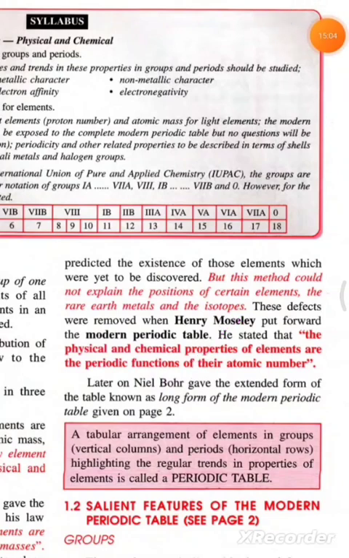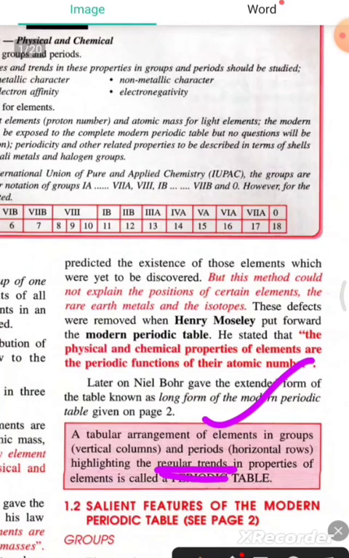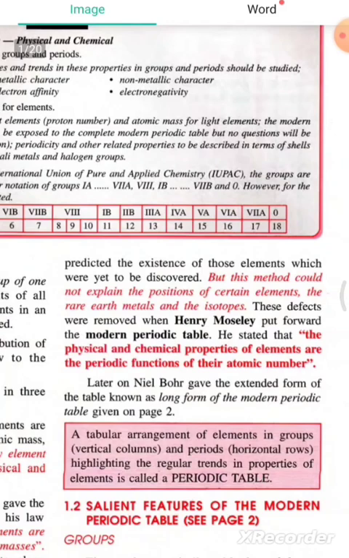Then you see here what is the periodic table. In this box it is given: a tabular arrangement of elements in groups and periods, highlighting the regular trend in properties of elements, is called a periodic table. This regular trend means what? Their variations. Variations means in different groups the characteristics will be the same, but their variations will be different in different groups. That is called your periodic table. So we are going to read about these variations of different properties.